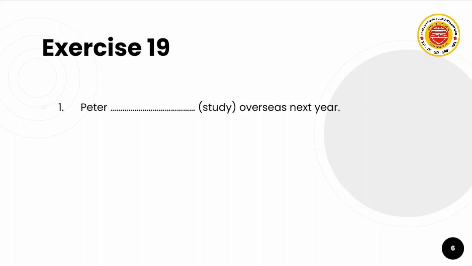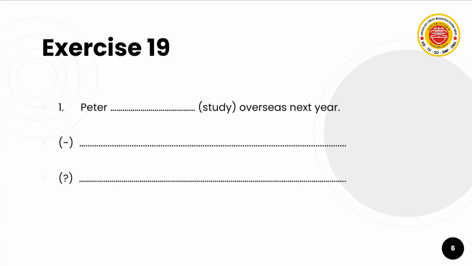Okay, now I want you to open your supplementary workbook, page 26, halaman 26, exercise 19. Fill in the blanks with be going to, and then change the sentences into negative forms and questions. Jadi, isilah titik-titik dengan menggunakan be going to, kemudian ganti kalimat berikut menjadi kalimat negatif dan juga pertanyaan.